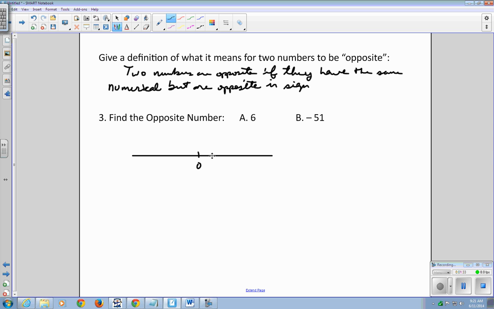So if we go out to positive 6 along our number line, then its opposite will be the same distance away from 0 in the opposite direction. So the opposite number to positive 6 is negative 6.